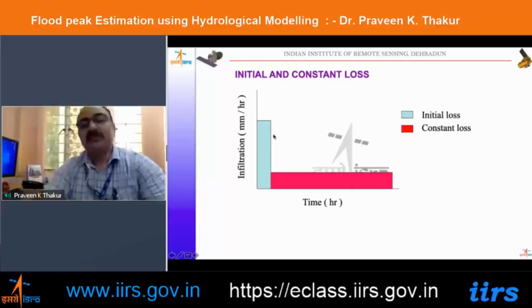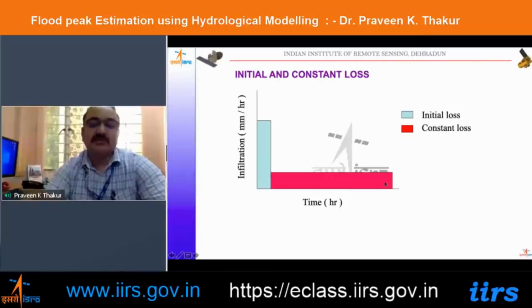That can be represented by, for example, this 10-hour storm. For the initial 1 hour, there is a high infiltration, high loss. Then later on, it is a constant. So this is the maximum infiltration capacity. Maybe it is reached there, and then up to this rate only the infiltration will take place. So this loss is represented using these two, the initial and constant loss rate.